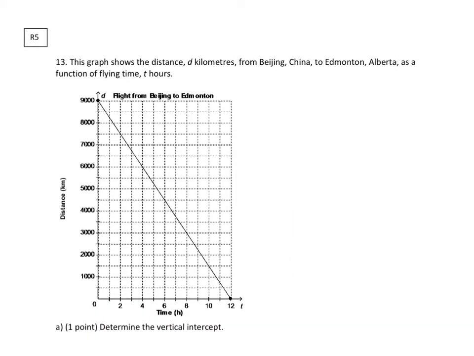Alright, so here we go. This is our R5. It starts with question 13. Hey look, it's about a flight from Beijing to Edmonton. Isn't that exciting? And we're just looking at this as a function flying from Beijing to Edmonton. The distance here is showing the distance of the plane from Edmonton. So you notice eventually the distance by the time we arrive is going to be 0, and it started off with a distance of 9,000.